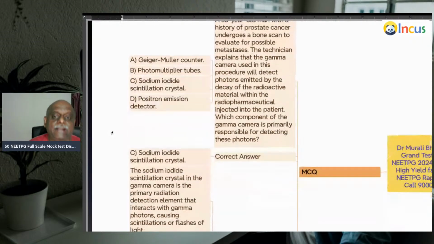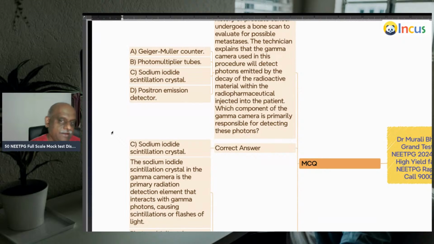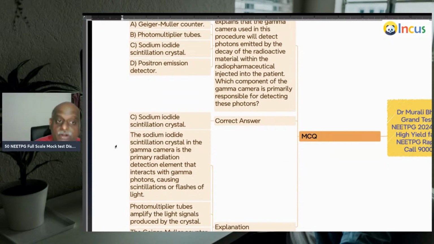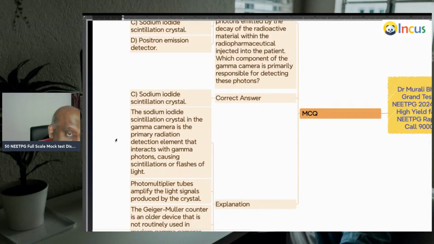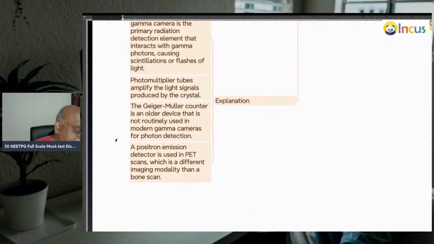So which component of the gamma camera is responsible for detecting photons? Sodium iodide scintillation crystal is the primary radiation detection element in the gamma camera.